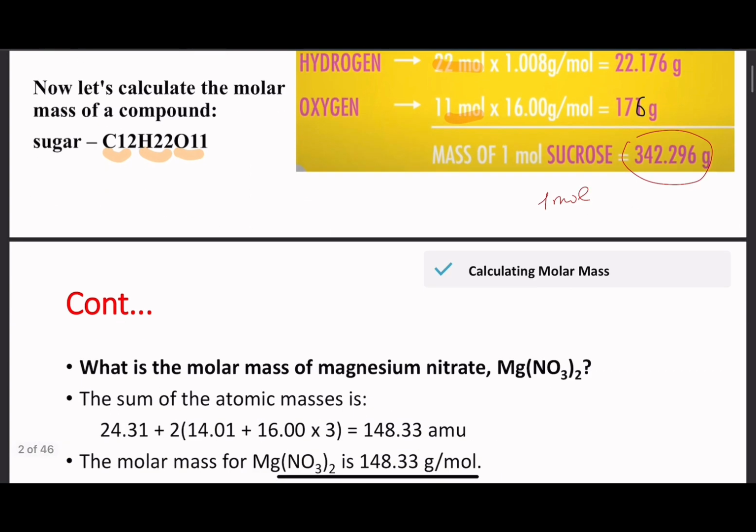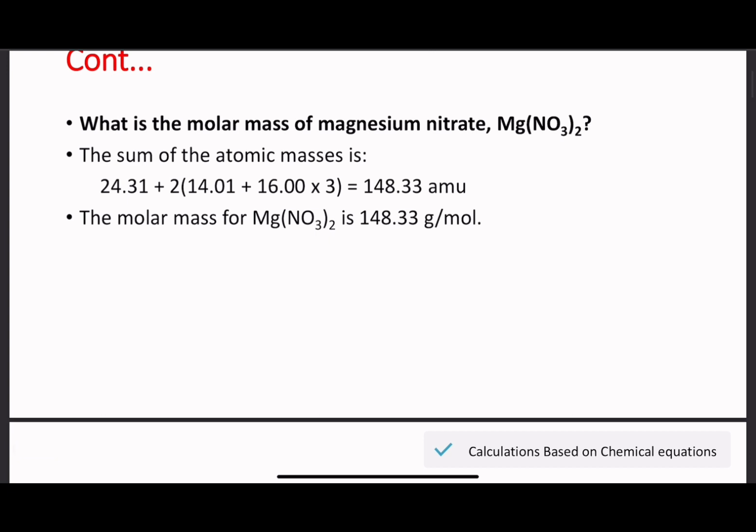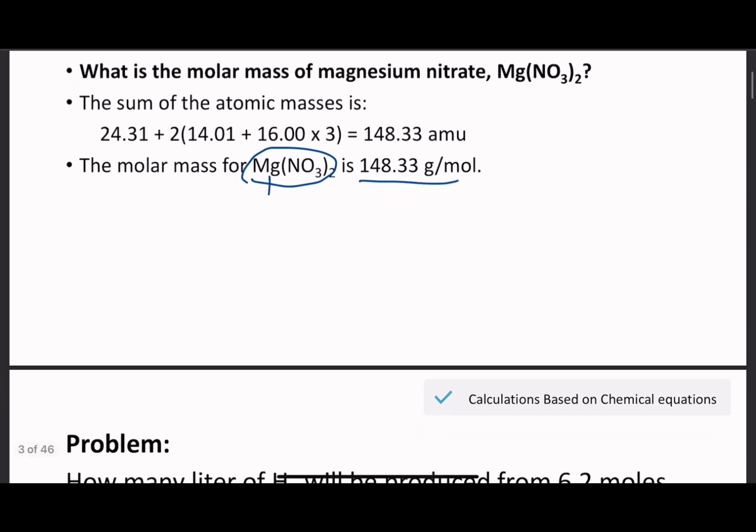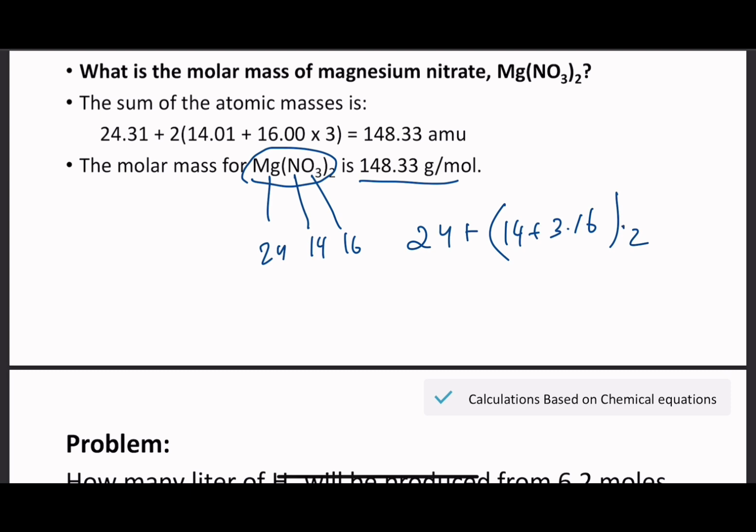Okay, and then you need to be able to find the molar masses. We might ask you some logical questions regarding the molar masses, so please practice this and you're going to be able to get it. You're going to use the periodic table to find the molar masses. For example, magnesium is 24, nitrogen is 14, and oxygen is 16. So you got 14 plus 3 times 16 times 2 plus 24. So this should give you the answer.